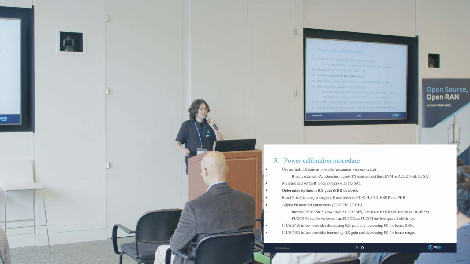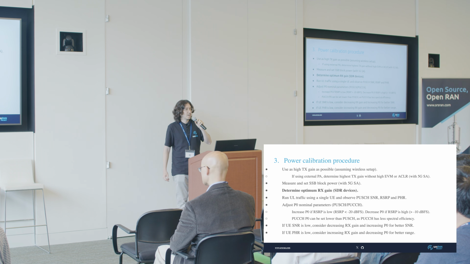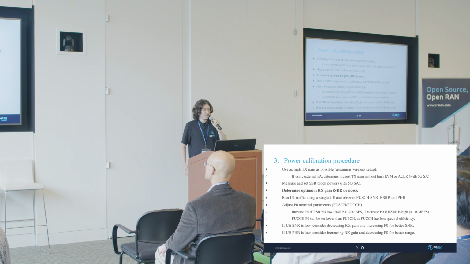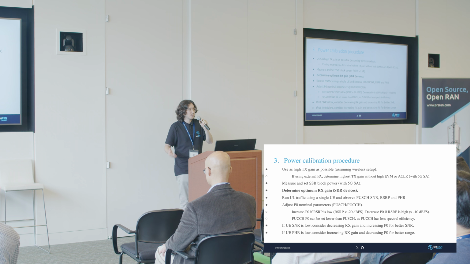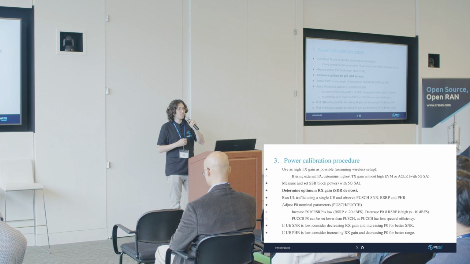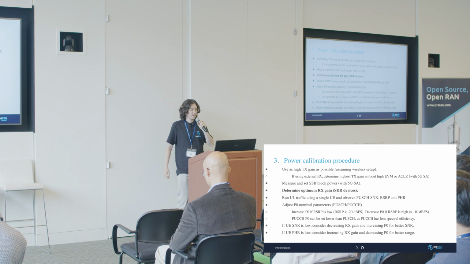Then once you have done this, the way that you get the information out of the system is to attach a UE and run uplink traffic. I mean, the idea is to use the entire band, and then observe the PUSCH metrics, no? The SNR, the RSRP, and the power headroom. And once you have done this, with this information, now you can adjust the parameters.